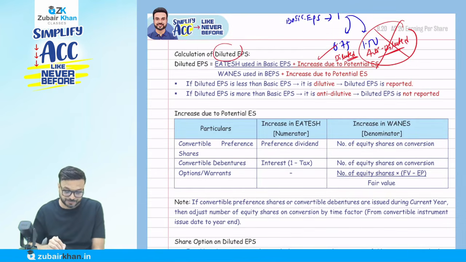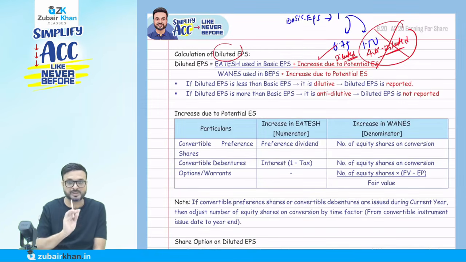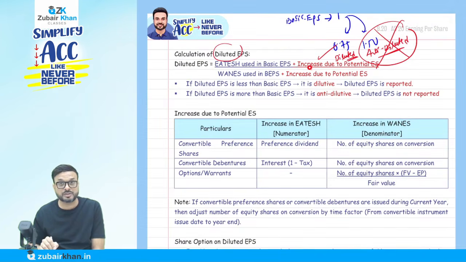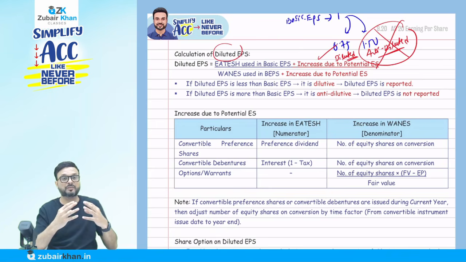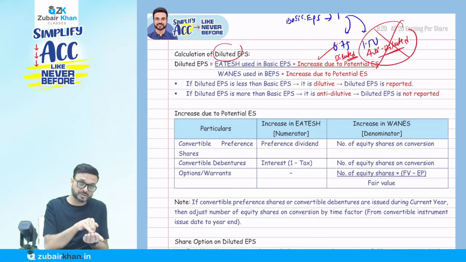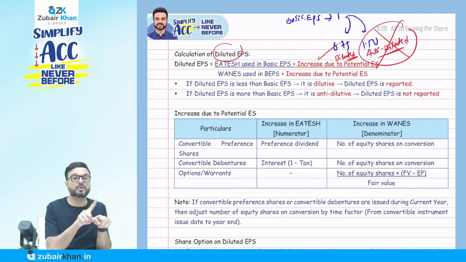So how do we calculate? They say earnings attributable to equity shareholders, using the basic EPS, whatever profit we find in case of basic EPS, plus the increase due to the potential equity shares. So if they convert today, two things are going to happen. For example, if preference dividend is converted into equity shares today, it is going to affect my profit. I don't have to give the preference dividend, so my profit will increase. But at the same time, the number of shares will also increase because they converted into equity shares.